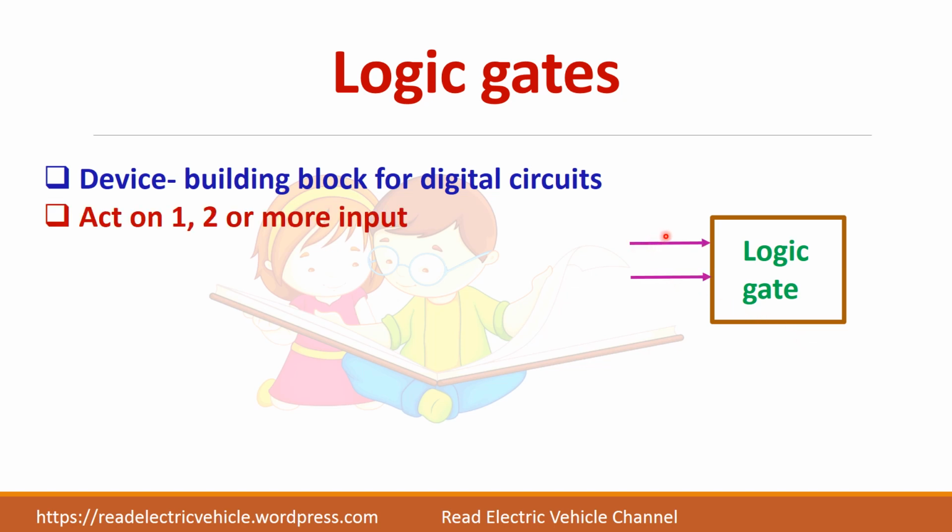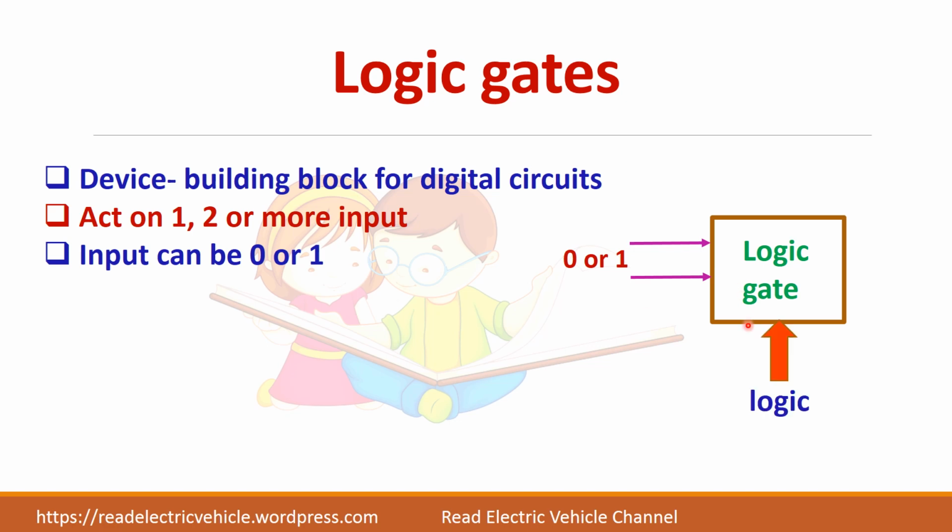You can give 1, 2 or more inputs for the logic gate. So, this input can be 0 or 1. Based on the logic, the output can be 0 or 1. So, only one output you will get. Though you give many inputs, depending upon the combination of the input and based on what logic it is working, it will produce an output of 0 or 1.